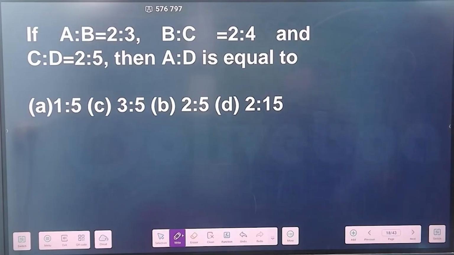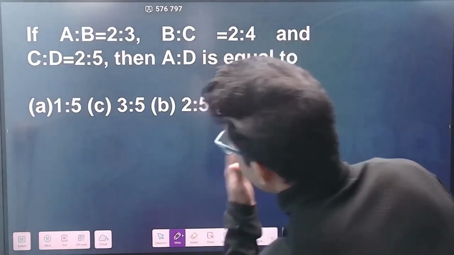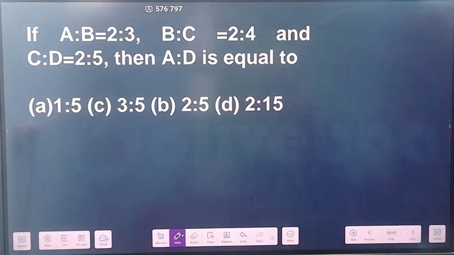Balancing. Again, you need to balance. And here we are having 4 numbers. We need to balance. How will we balance?